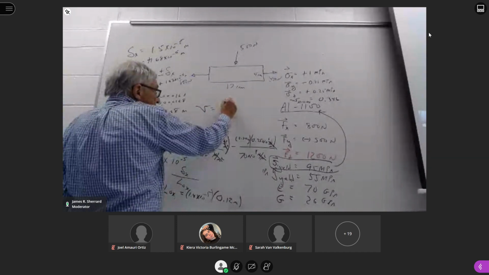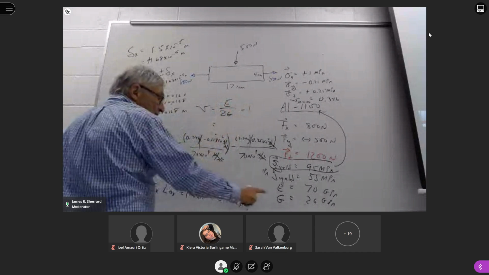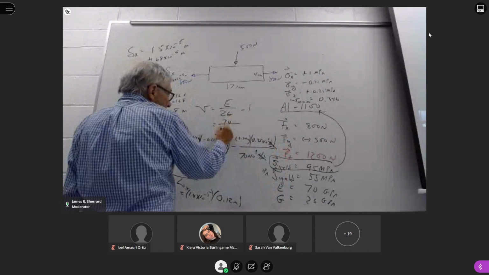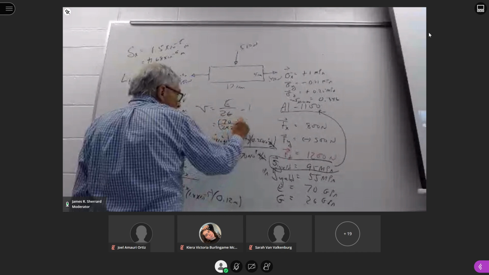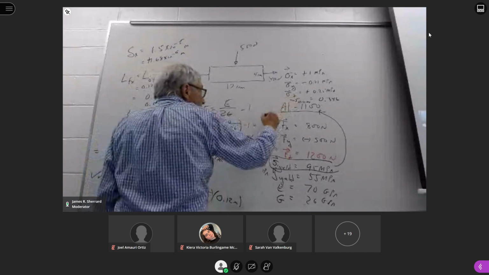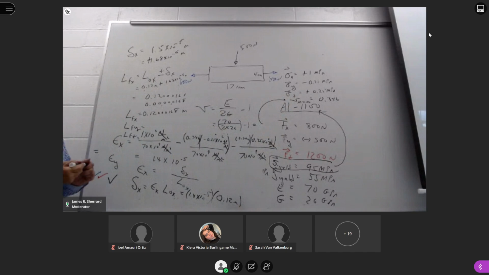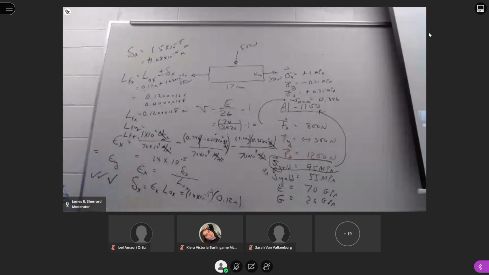Poisson's ratio is equal to E divided by 2G, minus 1. E for our aluminum 1100 was 70. 2 times the G was 26, minus 1, and we had that value. Again, this is a physical property for aluminum 1100. Any questions on what we did?